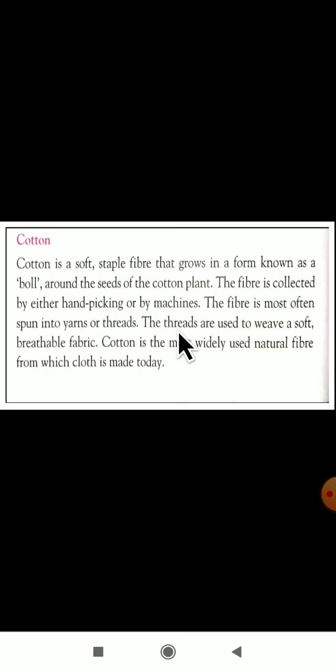The threads are used to weave a soft, breathable fabric. Cotton is the most widely used natural fiber from which cloth is made today. Yes, we are using cotton in our day-to-day life. We are wearing cotton clothes, we use a kerchief, and we use it for bedsheets. It is used widely as a natural fiber.